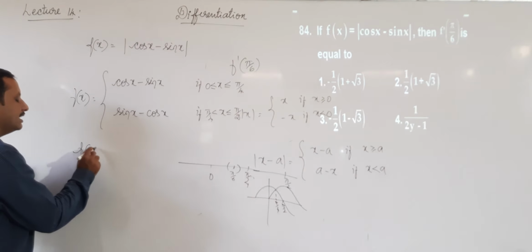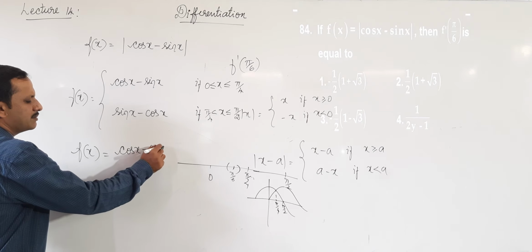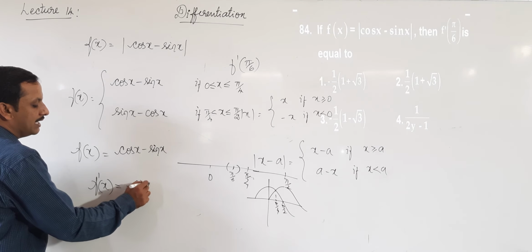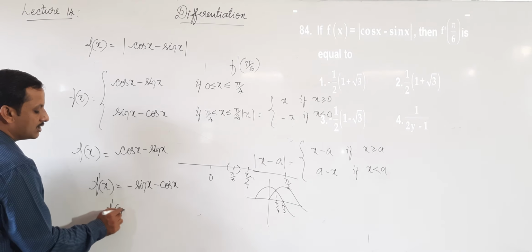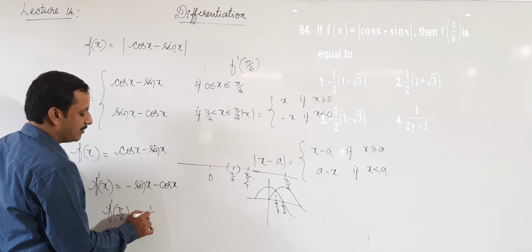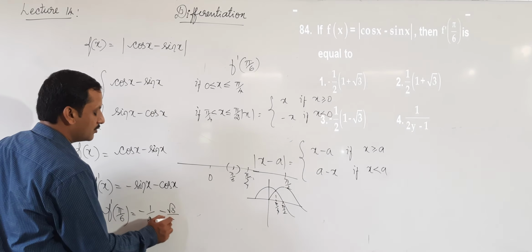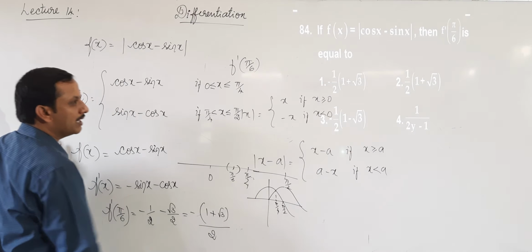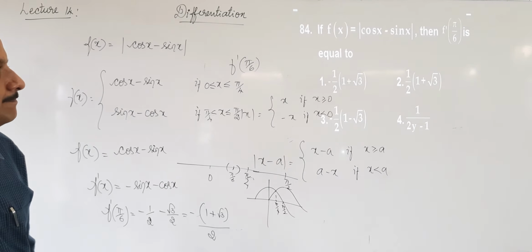So in the neighborhood of pi by 6, this f of x is written as cos x minus sin x. Then f dash of x is equal to minus sin x minus cos x. Then we want f dash of pi by 6. Put x equal to pi by 6. Minus sin pi by 6, that is minus 1 by 2. Minus cos pi by 6, which is root 3 by 2. Take minus as common, minus of 1 plus root 3 by 2, which is the first option.